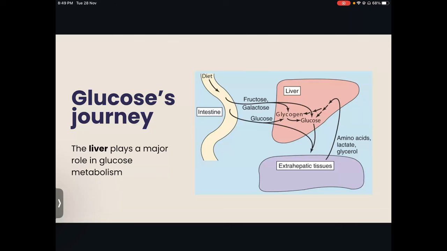But it's important to note that the liver plays a huge role in glucose metabolism. And you will learn all about that later on. It's just a note. The liver is important when you think about glucose because there you have conversion of glucose to glycogen. A lot of glycogen is stored there. You can break down glycogen to glucose, all of that. So just keep in mind the liver.